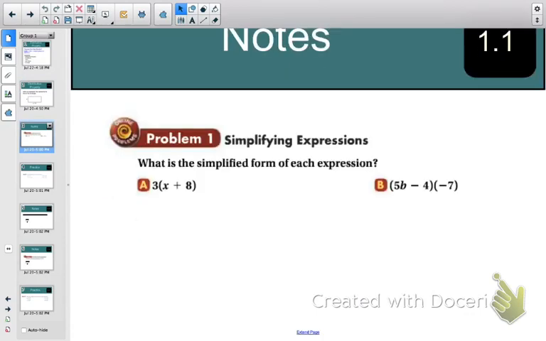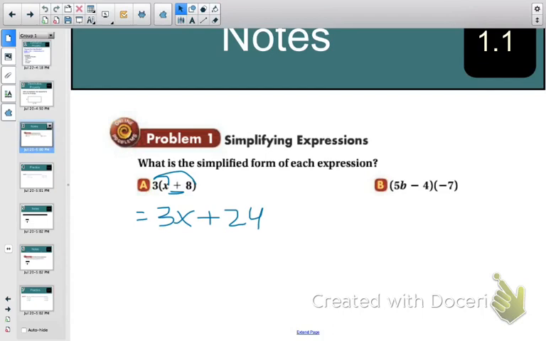Okay, looking at this one, we want to simplify these expressions, which means distribute the multiplication, the factor, through. So for this one I'm going to do 3 times x and 3 times 8. 3 times x gives us just 3x. This plus is still a plus, so plus 3 times 8, which is 24. And that's simplified.